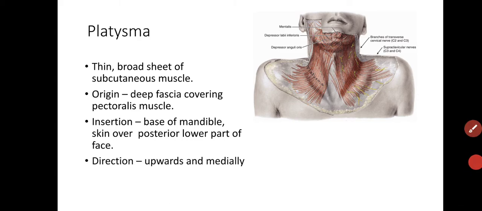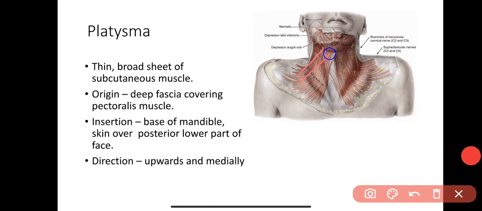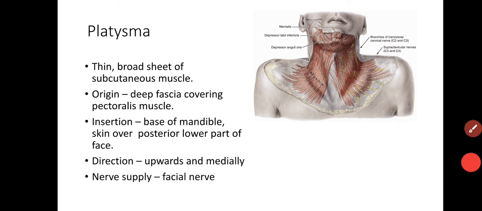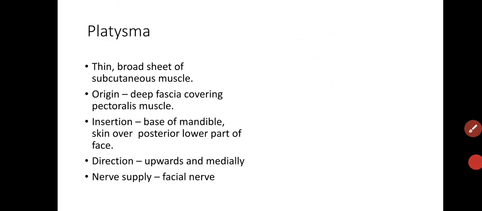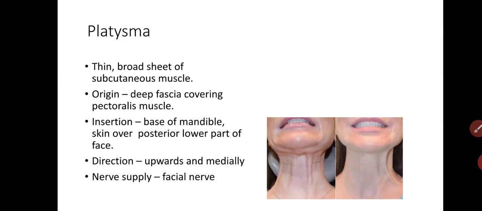The direction of the fibers of platysma is upwards and medially. So this is the direction, upwards and medially. Now the nerve supply: it is supplied by the facial nerve, the 7th cranial nerve. Now the action: it causes formation of wrinkles in the neck as shown in this figure.